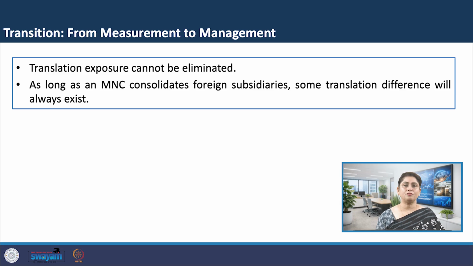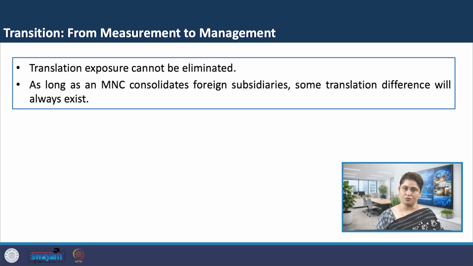And this is where we need to make one important acknowledgement, and that is translation exposure cannot be entirely eliminated. As long as a multinational company consolidates foreign subsidiaries' financial statements, some translation differences will always arise.